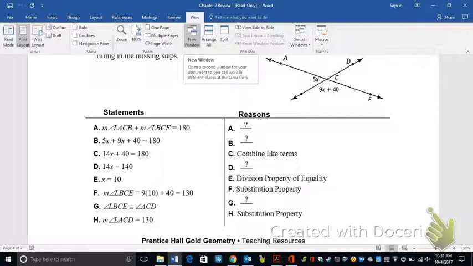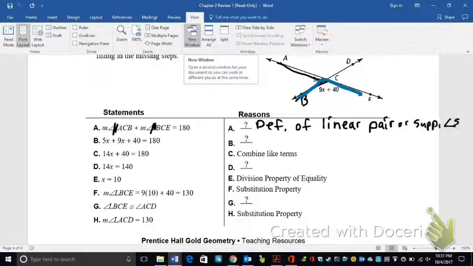Now again, here things got a little bit screwy. I don't know where those L's came from. It's just a formatting issue. So we have the measure of angle ACB plus the measure of BCE equals 180. Now here we don't have any givens. But we can look here and see that BCE and ACB are a linear pair. Linear pairs are supplementary. So we can go definition of linear pairs or definition of supplementary angles.